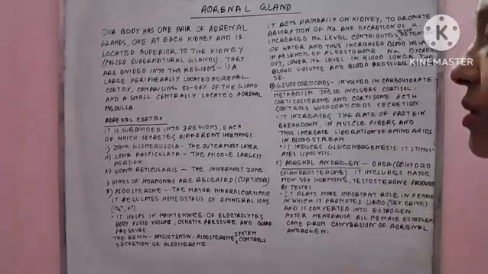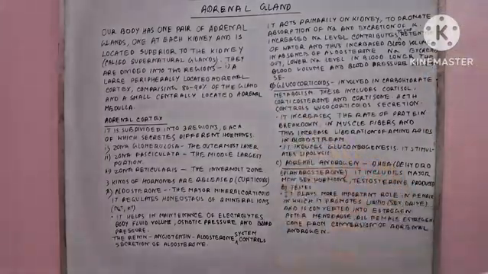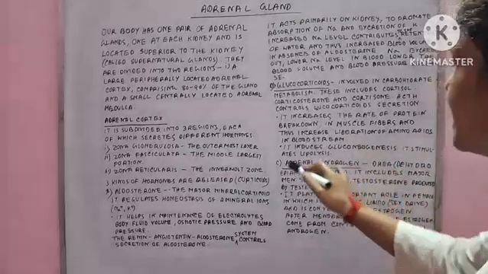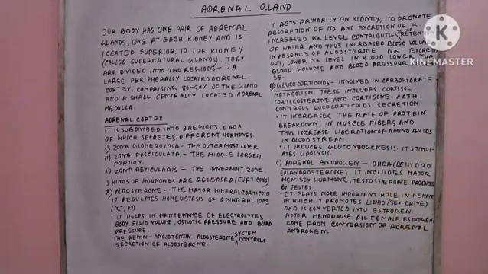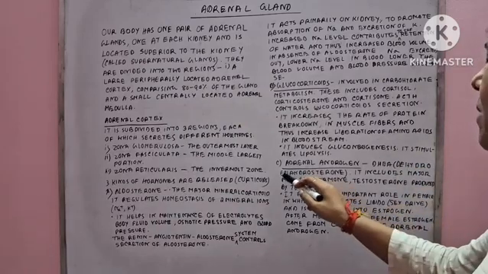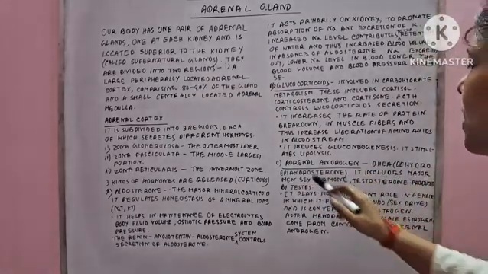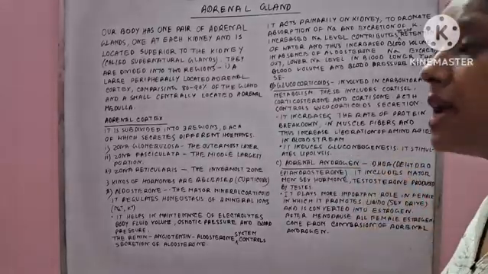Number C is the adrenal androgen. It is another hormone that is also released from the adrenal cortex. This adrenal androgen plays an important role, and the hormone mainly included in it is DHEA. What is the full form of DHEA? Dehydroepiandrosterone.